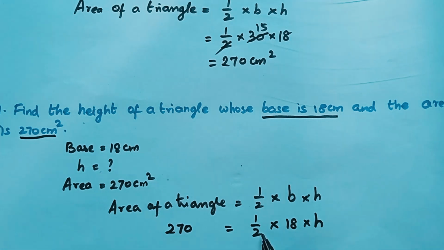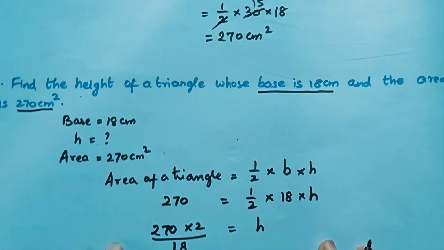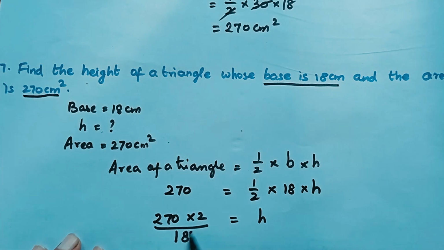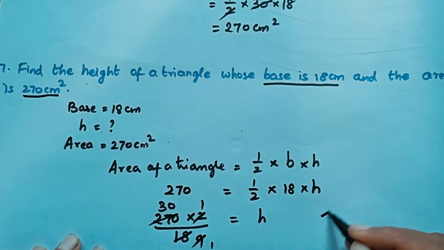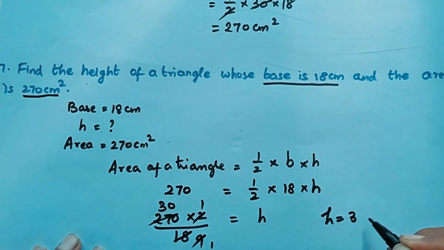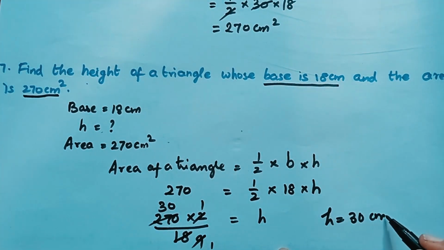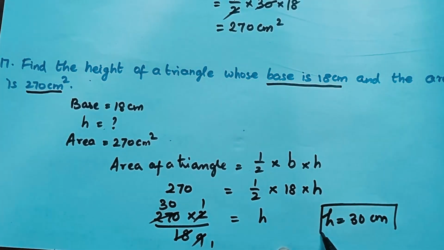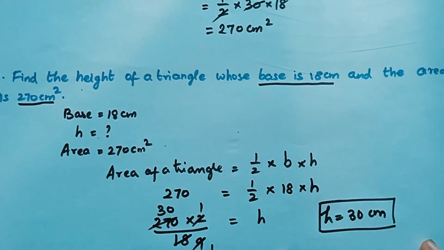So take all other numbers to the other side. 270, this 2 goes to the numerator, and 18 comes to the denominator when it comes to the other side. Now cancel out using two tables, 2 and 9. Again cancel out using 9 table, 9 one time and 9 3s are 27, 0. So h is equal to 30 centimeter. This is the answer for the above question.